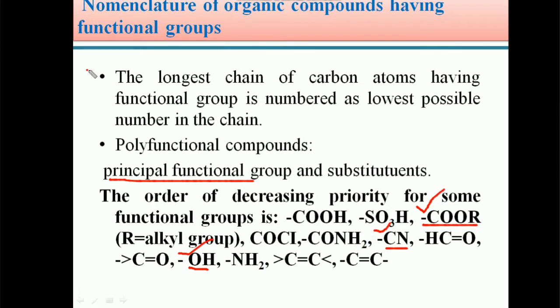So, based on these two rules, we can assign the name for an organic compound having functional groups. We can discuss it with a few examples.